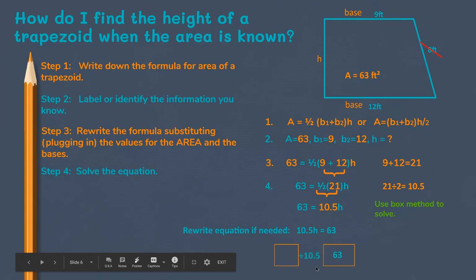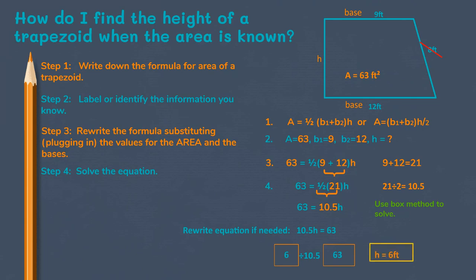So we're going to take that 63, divide by 10.5. So if you're putting it in your calculator, make sure you put the 63 in first, divided by the 10.5, and you get 6. So we can answer our question now. The height is 6 feet. So I already determined that the height of the trapezoid is 6 feet.